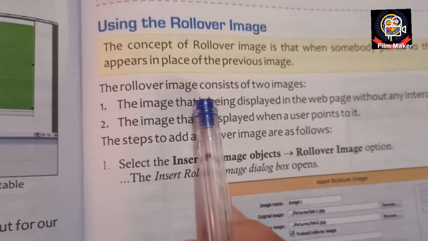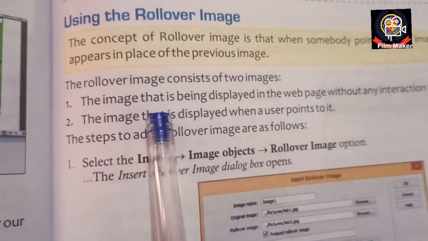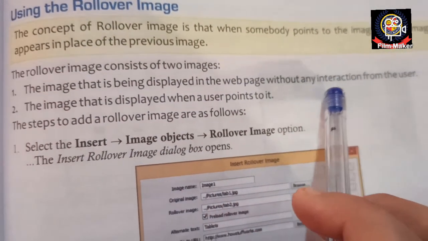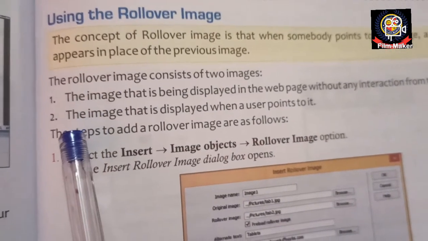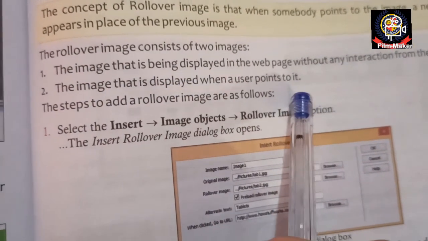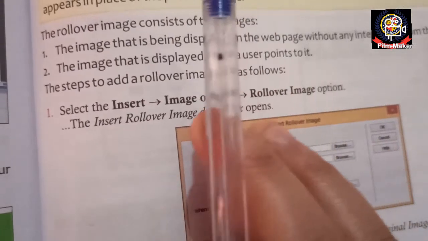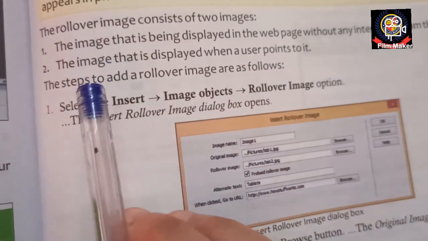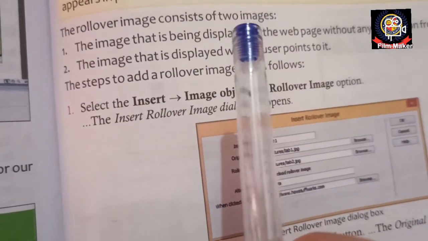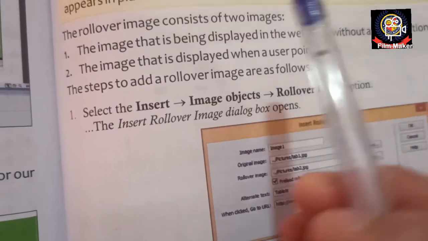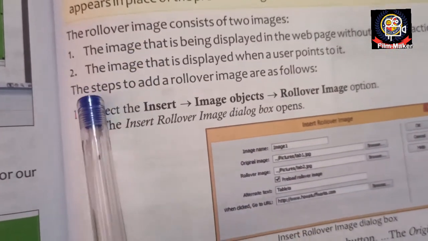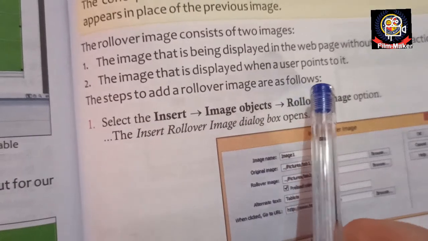Okay, so the rollover image consists of two images: the image that is being displayed in the web page without any interaction from the user, and the second is the image that is displayed when a user points at it. If the user is not pointing, the first image will be displayed. That is the first point. And the second, when a user points to that image, whatever image is set will be displayed. That is the second point. Okay, so now the steps to add a rollover image are as follows.